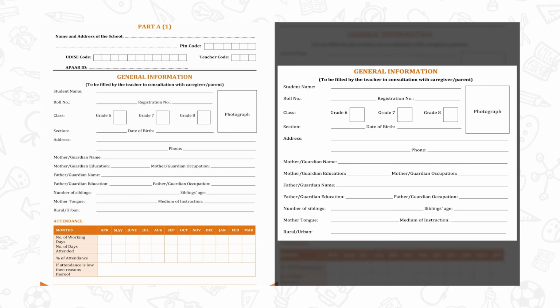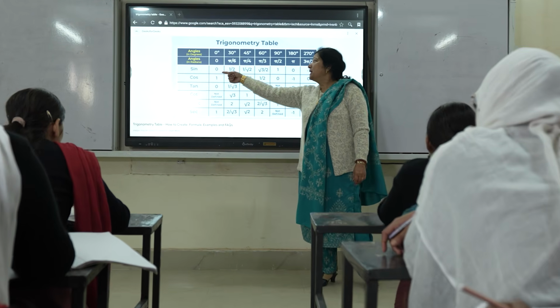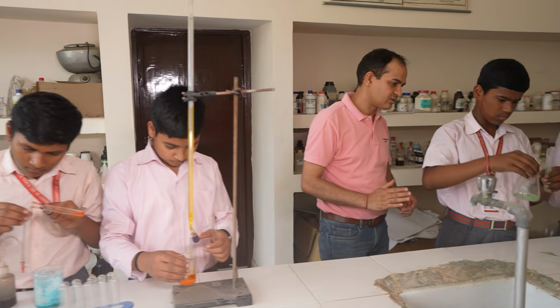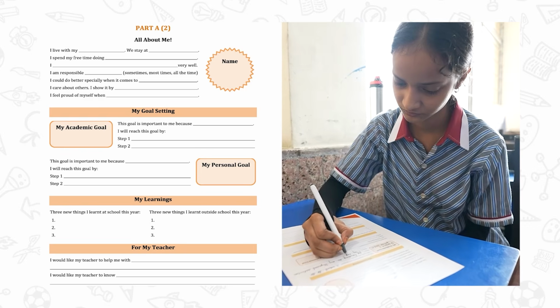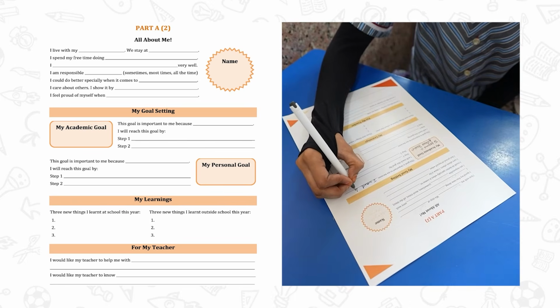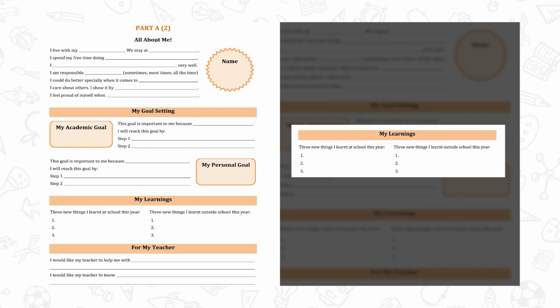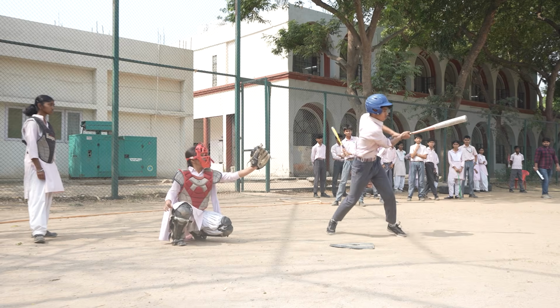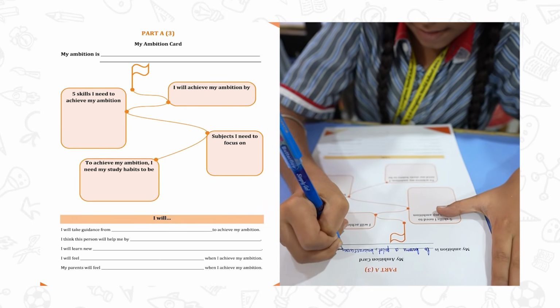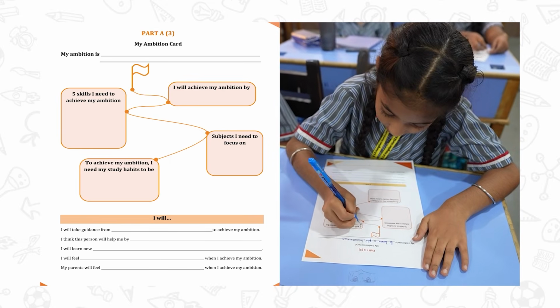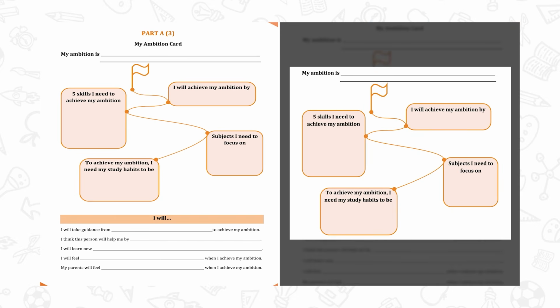Part A1 collects general information about the learner, which includes their name, address, information about parents or guardians, and attendance. To encourage self-reflection and help learners make informed choices during their learning journey, Part A2 enables learners to reflect on their academic and personal goals, their strengths and their learnings. My Ambition Card Part A3 helps learners identify their ambition and work towards it. It also encourages learners to identify people and resources to help them achieve this ambition.